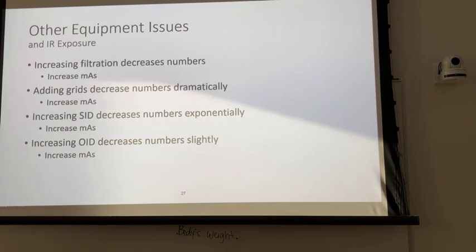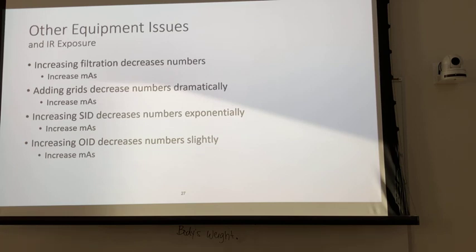So we talked about SID. As we increase SID, our numbers decrease exponentially because of the inverse square law. So we need to increase mass according to the direct square law in order to compensate. And we talked about OID, increasing OID. The numbers are slight. Again, that's what we call the air gap, and the textbook says it works kind of like a low ratio grid.